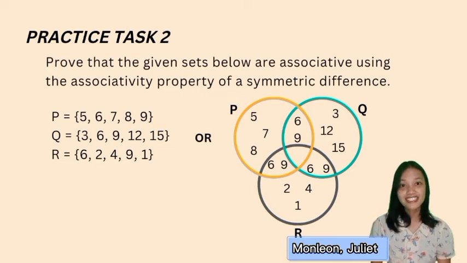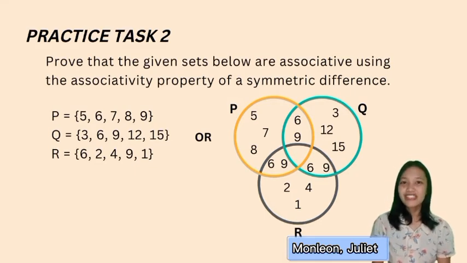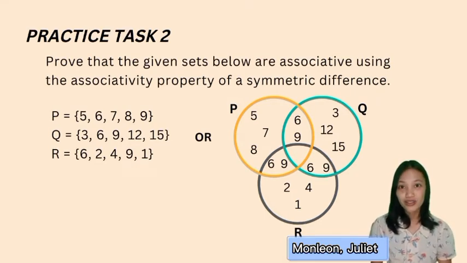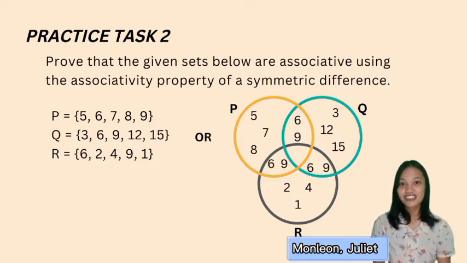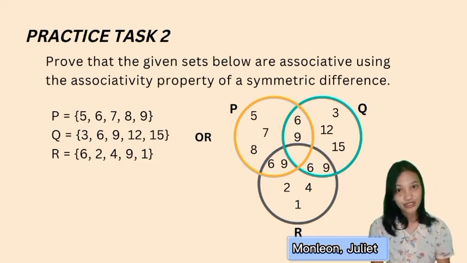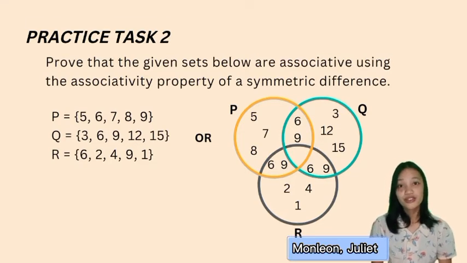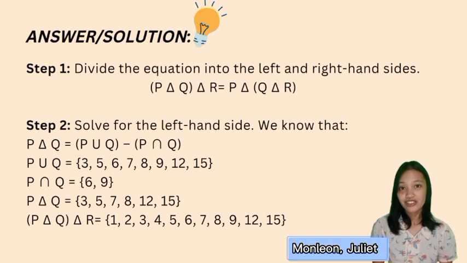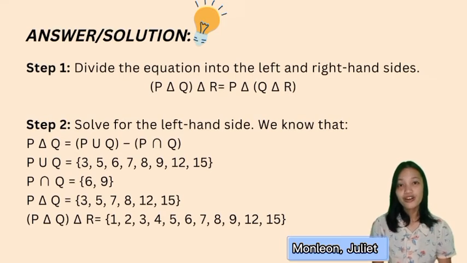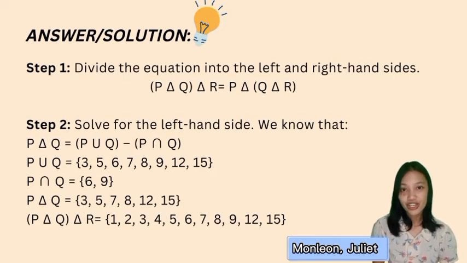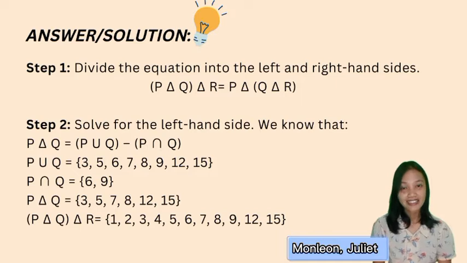Next is practice task 2. Prove that the given sets below are associative using the associativity property of a symmetric difference. Shown on your screen are the sets and elements of P, Q, and R together with their Venn diagram representation. Pause for a second and answer the given problem. So, for us to come up with the answer to the given problem, first we should divide the equation into the left and right hand sides.